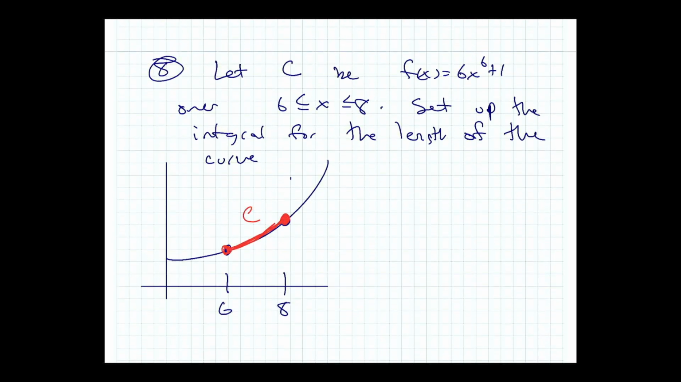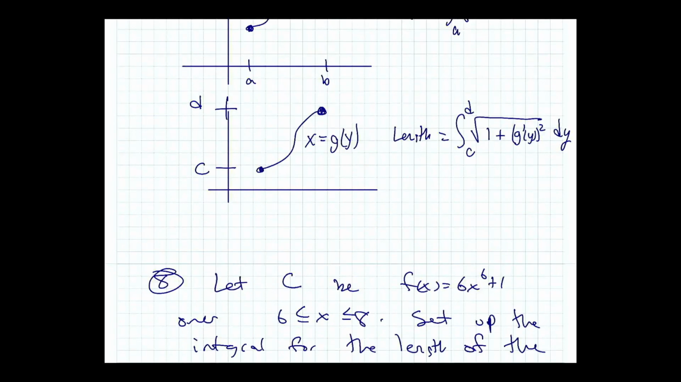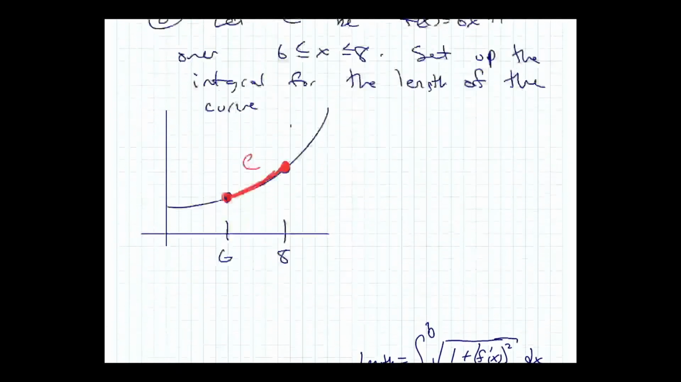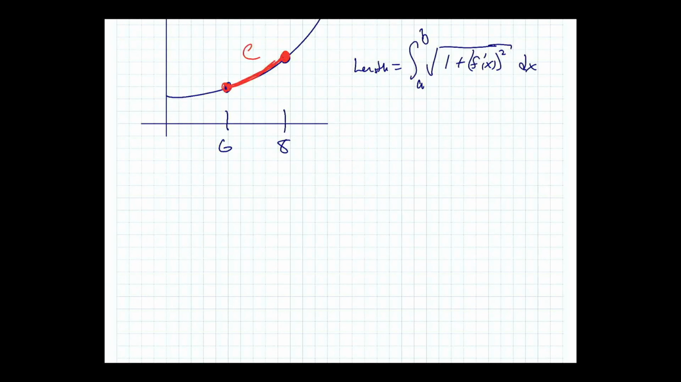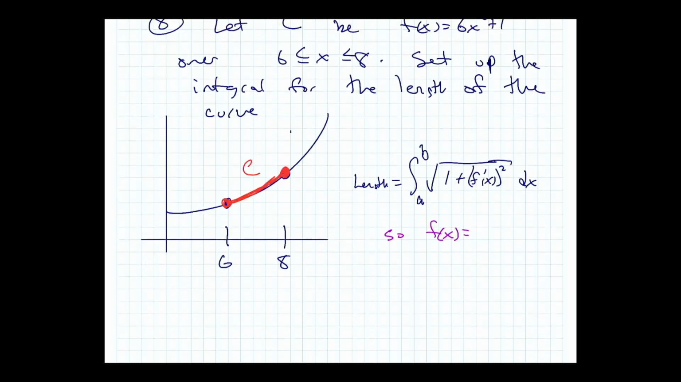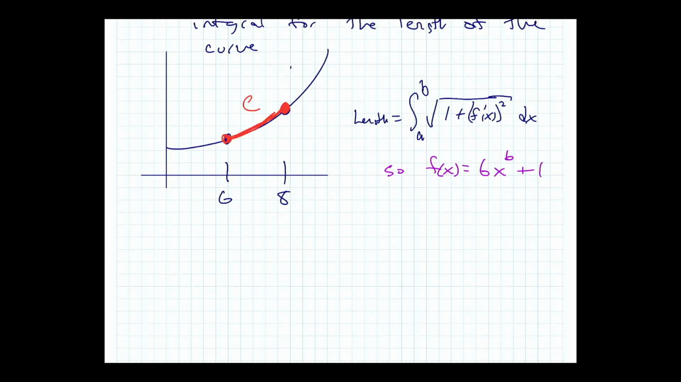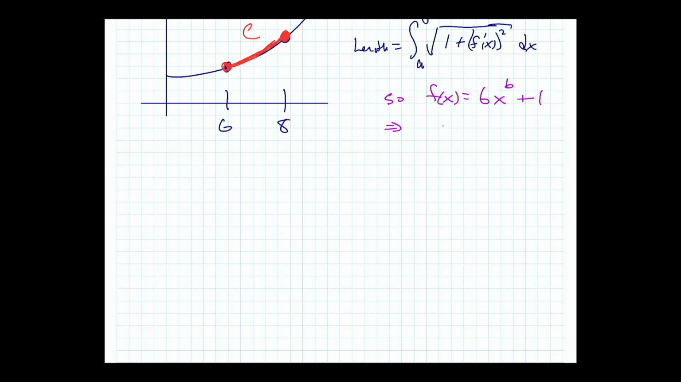So all you got to do is take this function here, and we're going to put in our information. That's all. So what's our f of x? Basically is what we need. So f of x was 6x to the 6th plus 1. So we need the derivative of that, f prime. So again, you bring the power down in front, 36, x to the 5th.